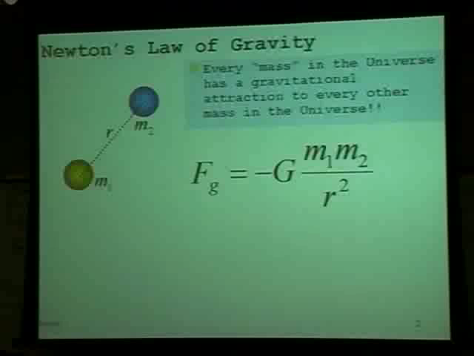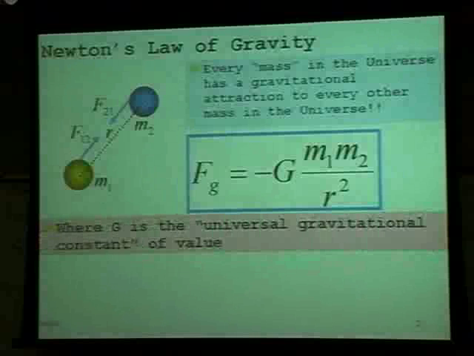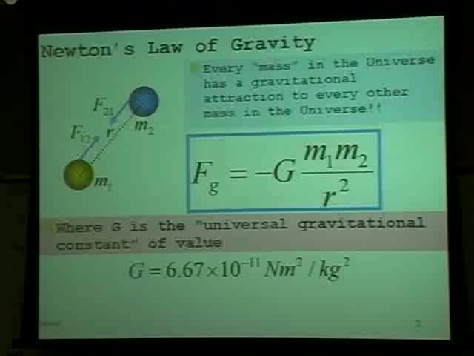G out front is the universal gravitational constant, and its value is 6.67 times 10 to the minus 11 Newton meters squared per kilogram squared. It kind of flows off the tongue. 6.67 times 10 to the minus 11. It's easy to remember.